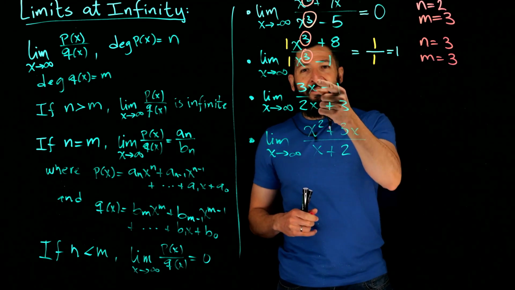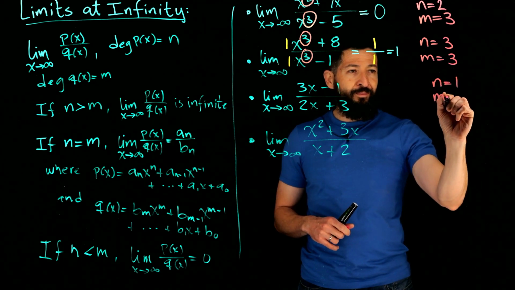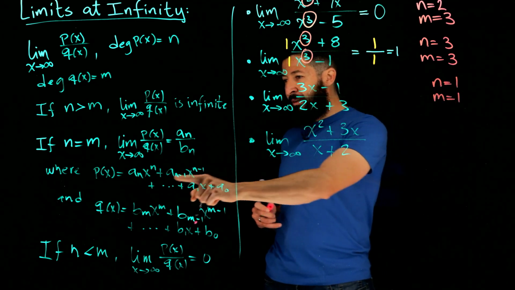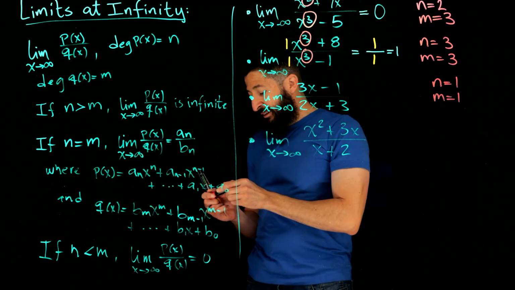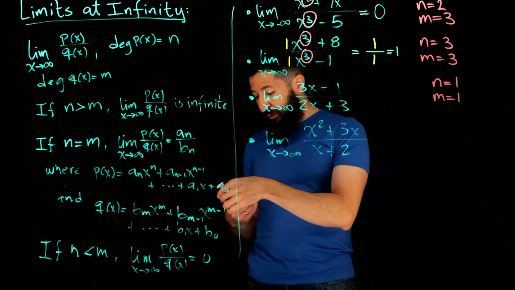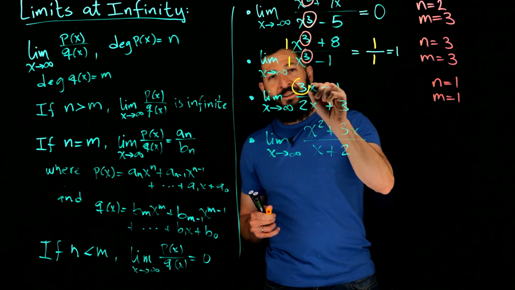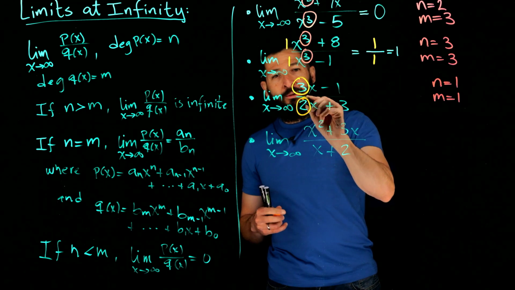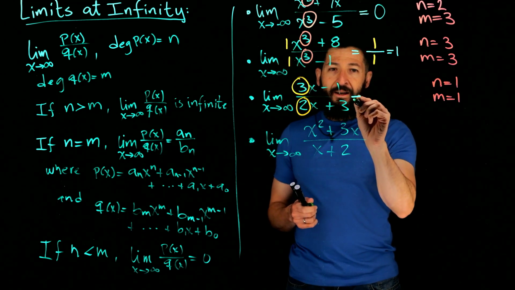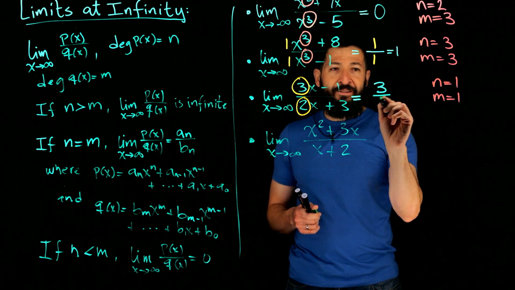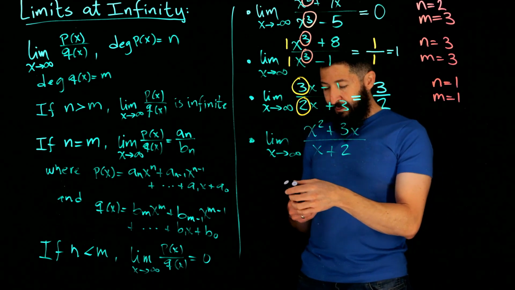So now our degrees are going to be 1 and 1. So we're still on the equal sign, equal case. And that is then we do the ratio of the coefficients. Now my coefficients are not 1s. They're 3 and 2. So I pick those. And my limit is 3/2. That's as easy as it can be.